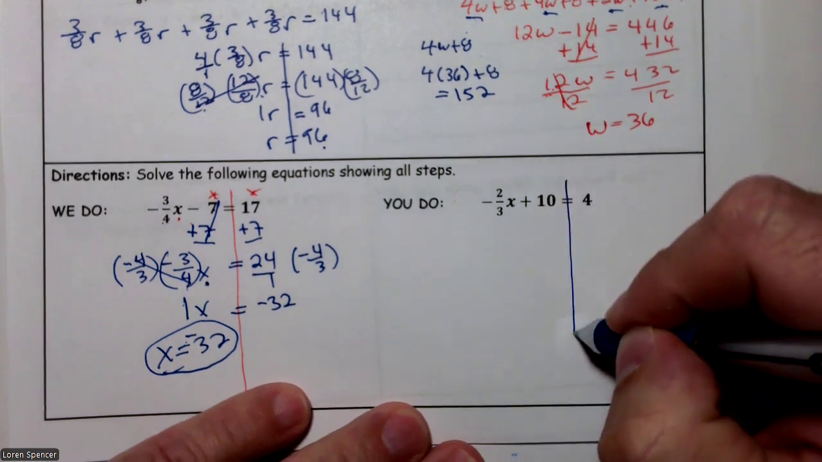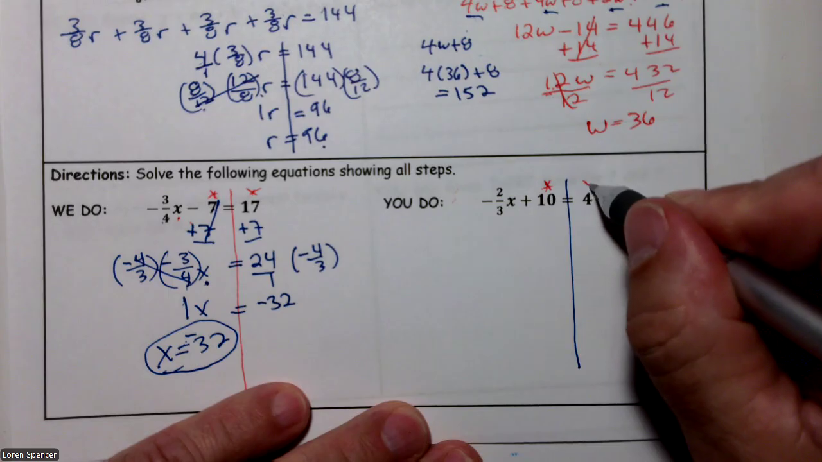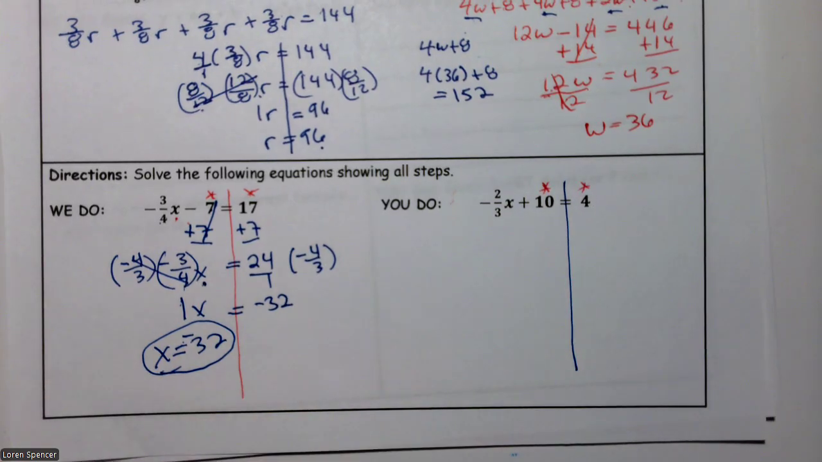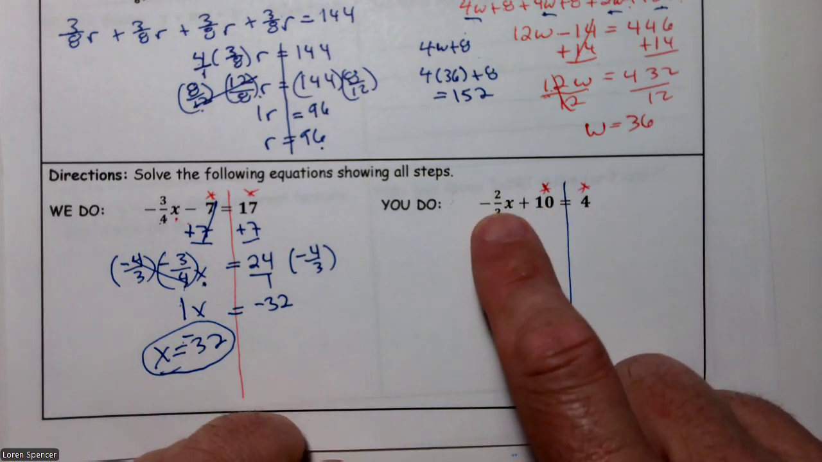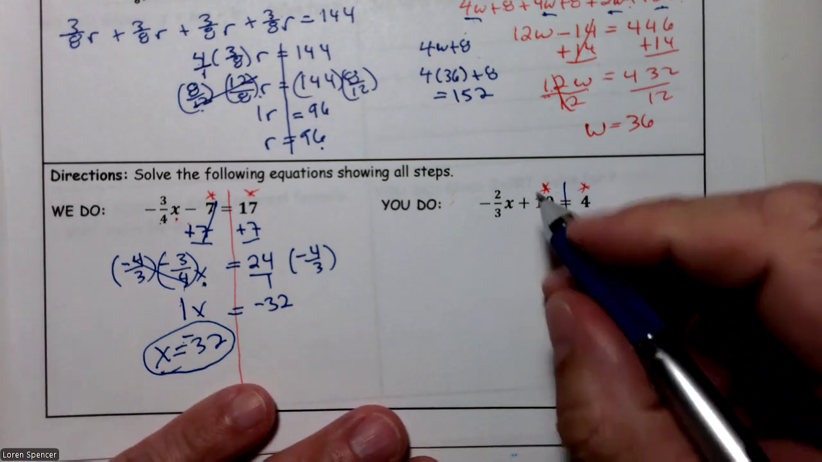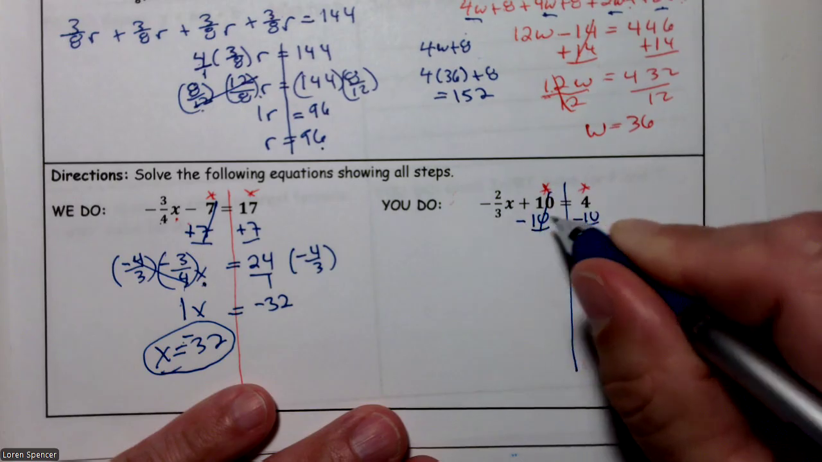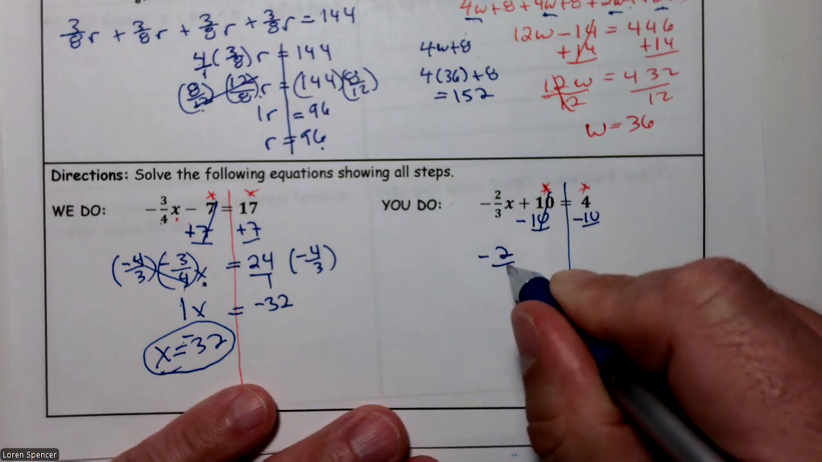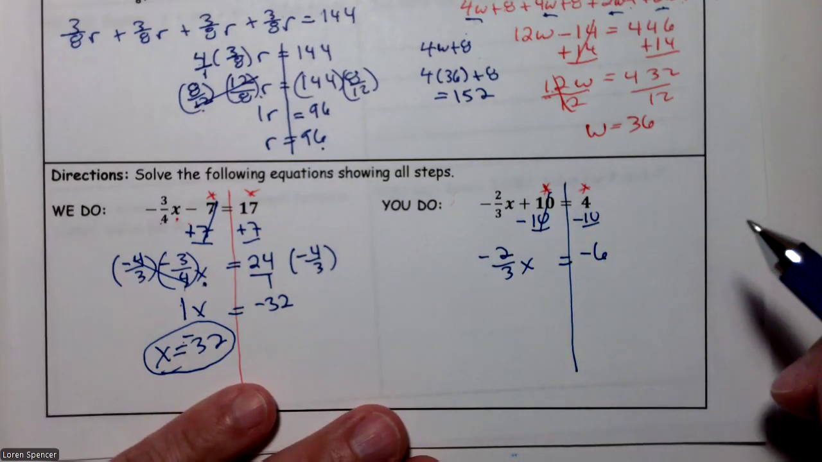On this particular problem, once again, we have two constants, the 10 and the 4, but the goal is to get the x by itself, so I need to move the 10. So I need to do a minus 10 to both sides. Now I have negative 2/3 x equals negative 6.